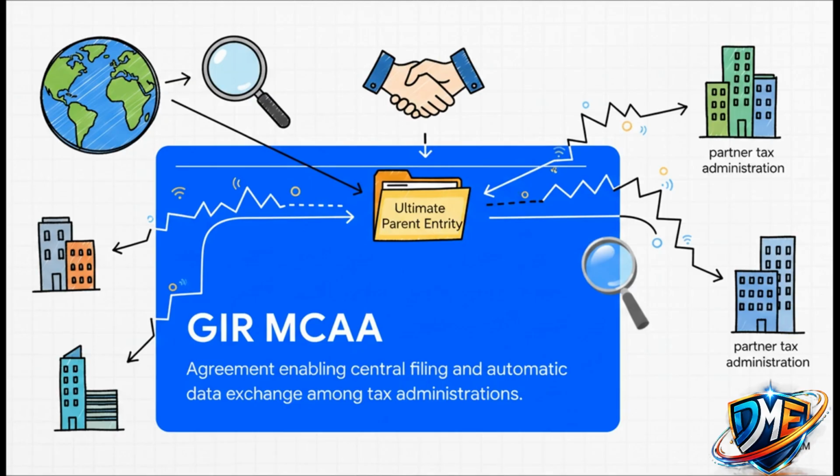Instead of forcing multinational companies to file full local tax returns in every single country they operate in, this agreement lets an ultimate parent entity file centrally in just one jurisdiction. Then, using that secure, harmonized XML format we talked about earlier, the data is automatically and securely beamed out to all the partner tax administrations around the world. It is quite literally the ultimate digital handshake.